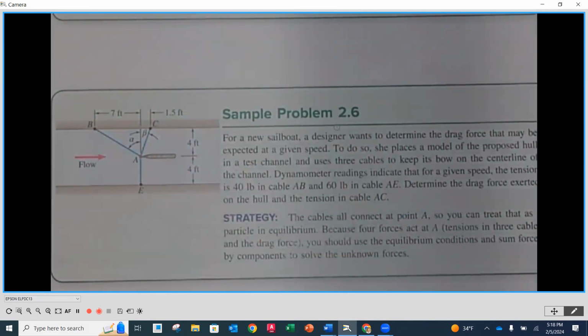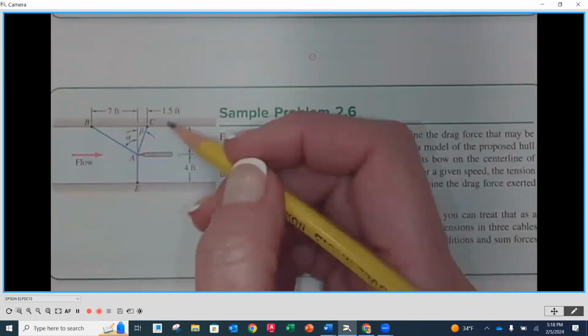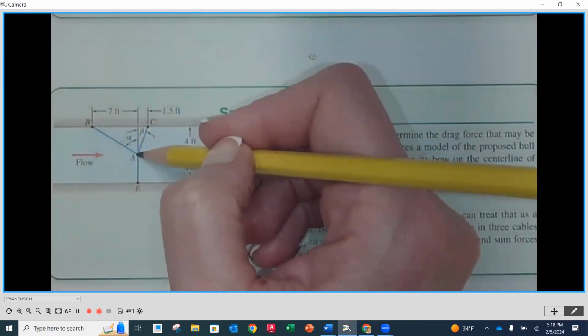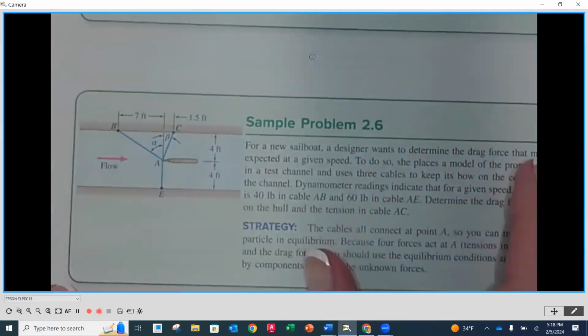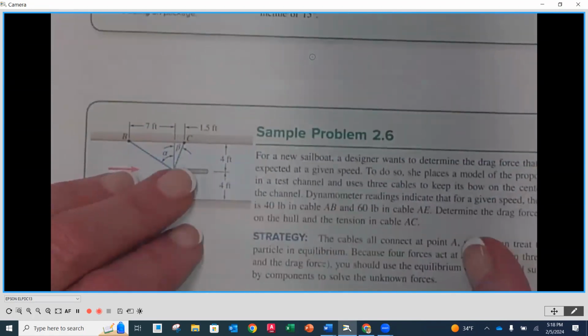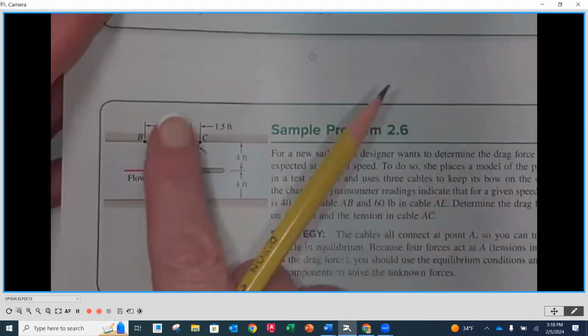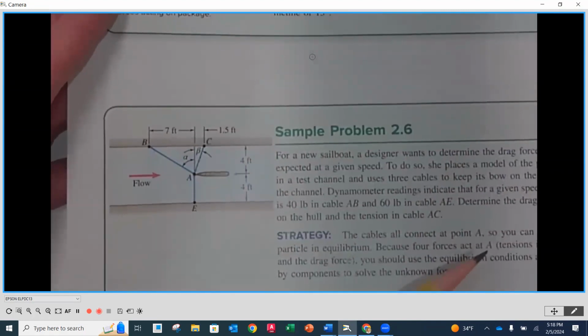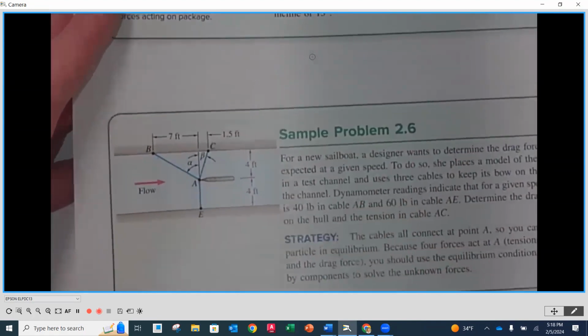Okay. So as you can see here, we have a concurrent force system. So we have everything coming together here at point A. So we're going to be seeing this kind of coming together like many of the problems that we've been seeing, but we've got a couple extra forces here that we're going to be dealing with. So what we're going to do is first start by drawing our free body diagram of what we have going on here.